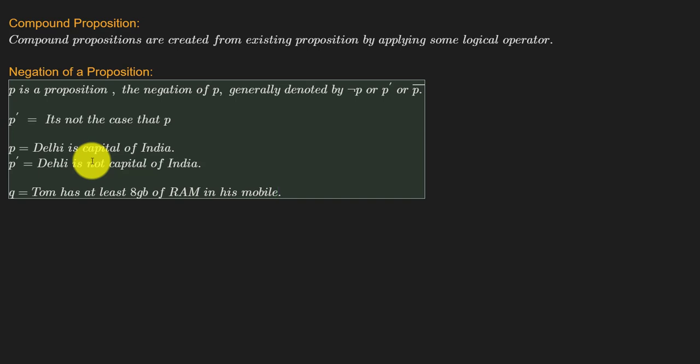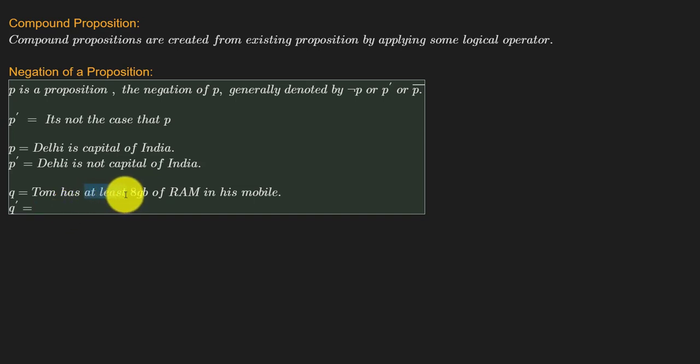So what will be the negative proposition of this one? Now if you see it over here, let me write the Q bar. Our Q bar will be, there is a term called at least over here, right? That means he has at least 8 GB or more RAM in his mobile.